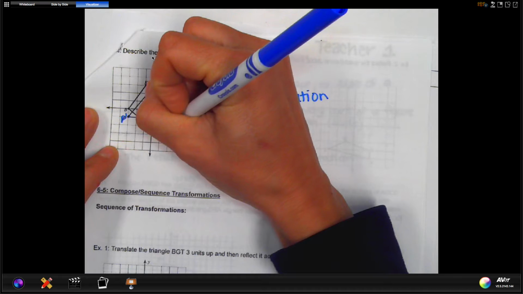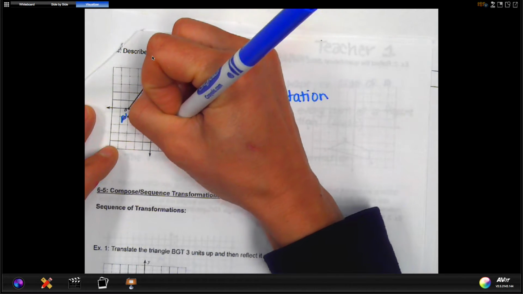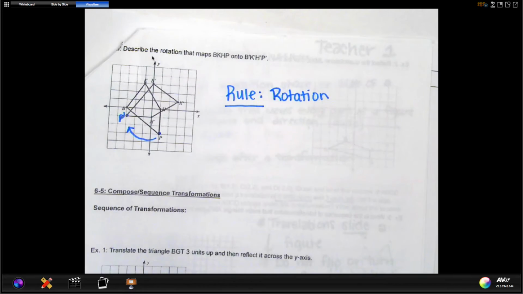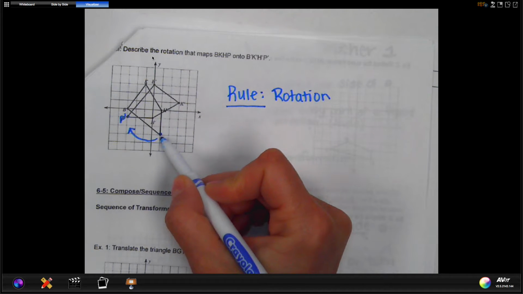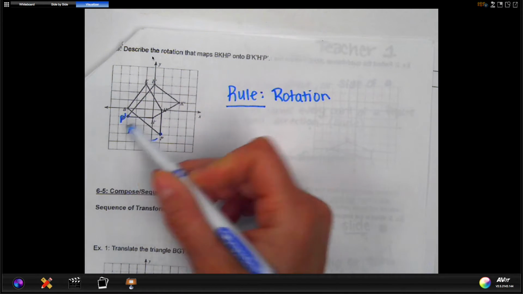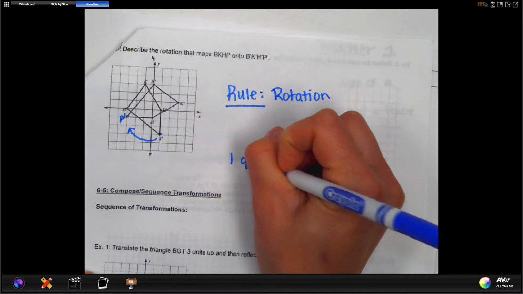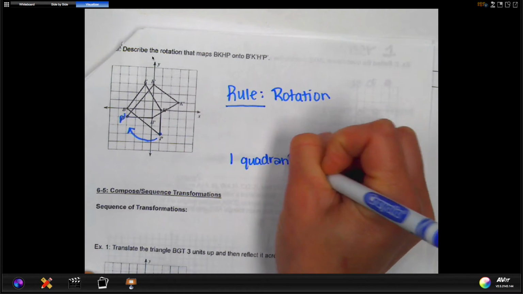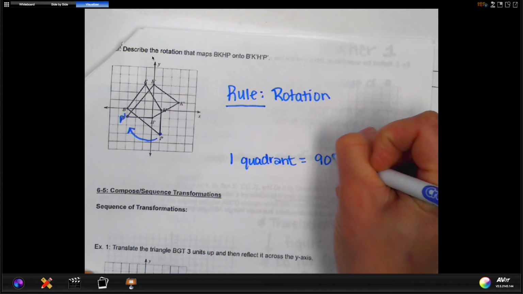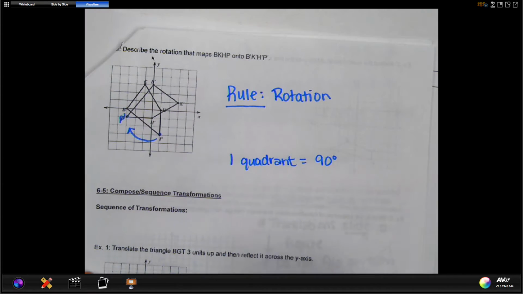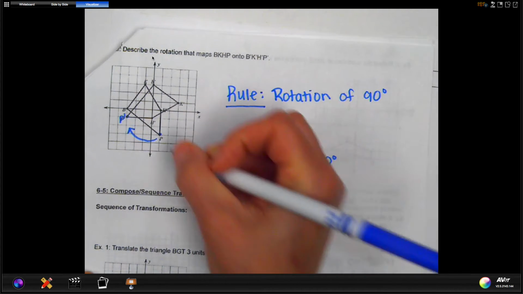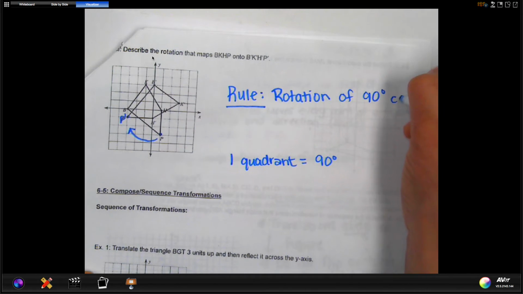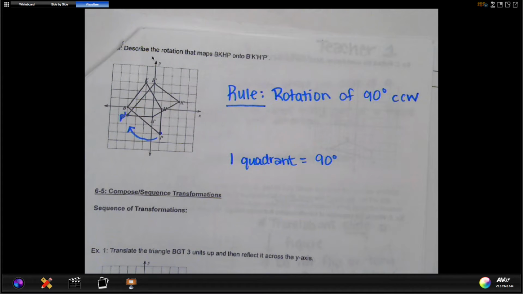So first of all, going from P to P prime, I'm going in this direction, right? So if I'm going in that direction, that is counterclockwise. I know that right away. And so now I count the quadrants that it jumped. So P to P prime would only be one quadrant. So one quadrant is equal to 90 degrees. Okay? So what we're going to write is a rotation of 90 degrees, and the direction we went is counterclockwise. And so that's how we know that.